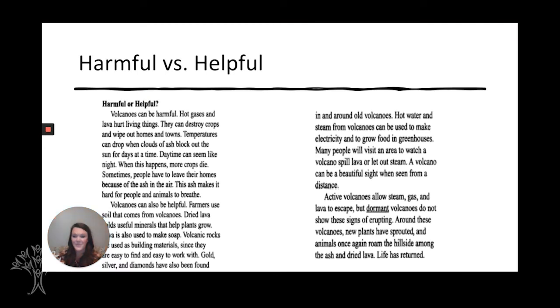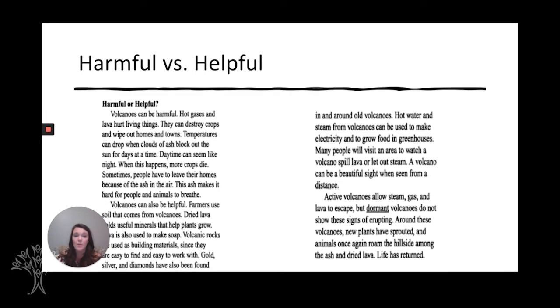Harmful or helpful? Volcanoes can be harmful. Hot gases and lava hurt living things. They can destroy crops and wipe out homes and towns. Temperatures can drop when clouds of ash block out the sun for days at a time. Daytime can seem like night. When this happens, more crops die. Sometimes people have to leave their homes because of the ash in the air. This ash makes it hard for people and animals to breathe.